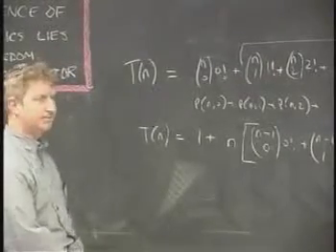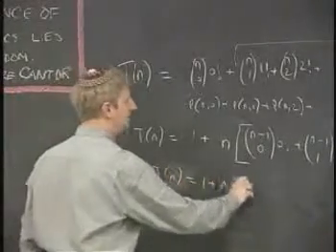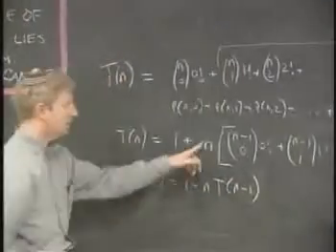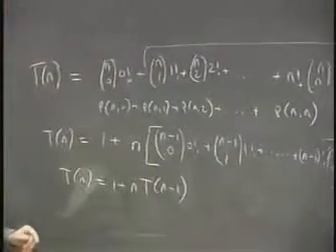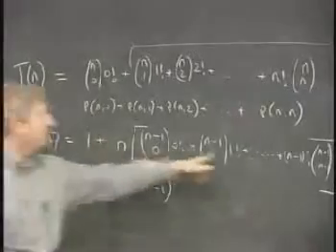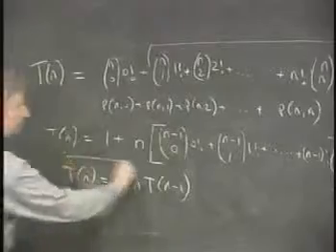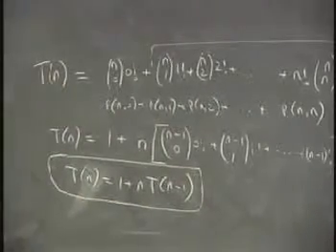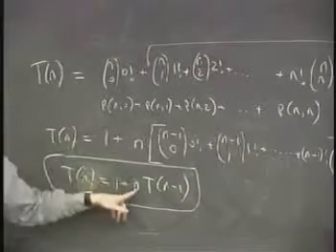So what does this tell you? It tells you that T of n equals 1 plus n times T of n minus 1, because this is the same as this with n minus 1's replaced with the n's. So here's a recurrence equation. Is this a linear homogeneous recurrence equation? No, because it doesn't have constant coefficients.